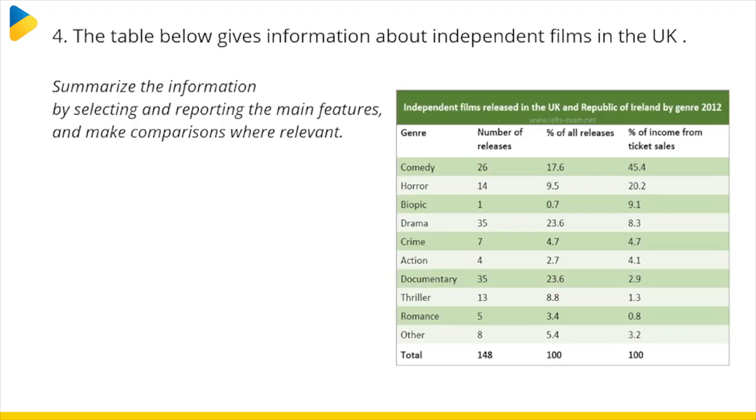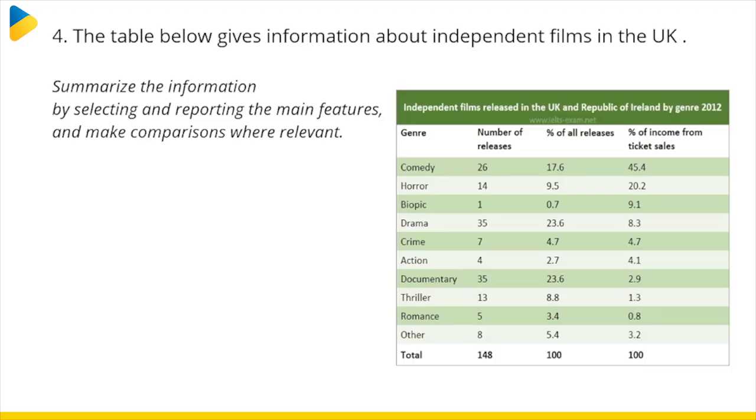And here we have our last graphic, which is a table chart, and you have to do exactly the same things that we discussed earlier, but let's review a little bit about this type of graphic. We have our topic that states the following. The table below gives information about independent films in the UK.